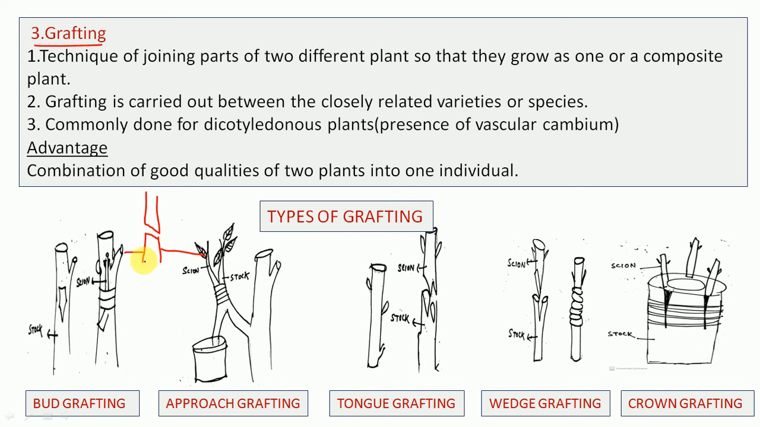Now this is the root of one plant and this is the root of another plant. Now here what we are doing, here again with the mosses we are covering it and then binding it. Okay, so this is grafting. So what is the advantage of this grafting? Combination of good qualities of two plants into one individual.